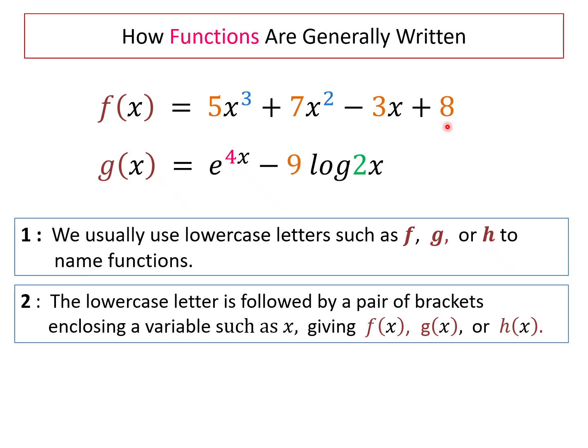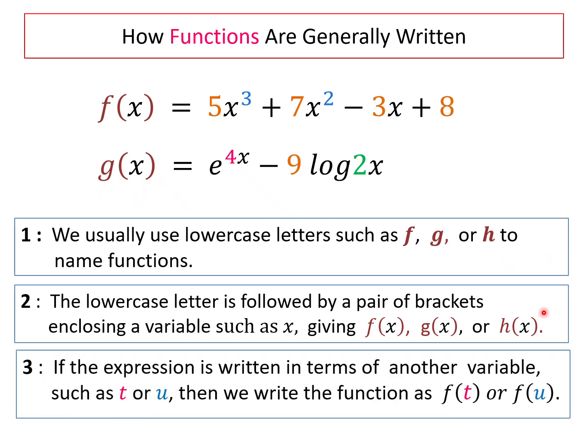If the right hand side expression is in terms of t, then we'll write f of t here. Inside parenthesis we'll write t. In the second case, say for example, the right hand side is in terms of u in place of x. Then here we'll write g of u. So if the expression is written in terms of another variable such as t or u, then we write f of t or f of u or g of t or g of u.